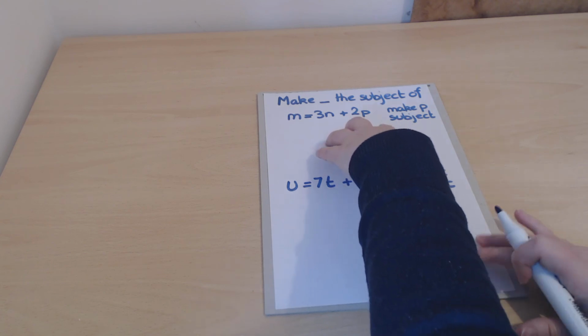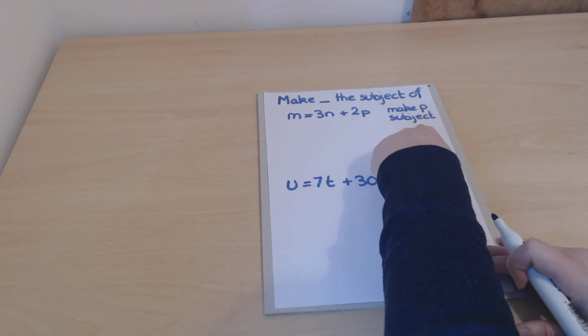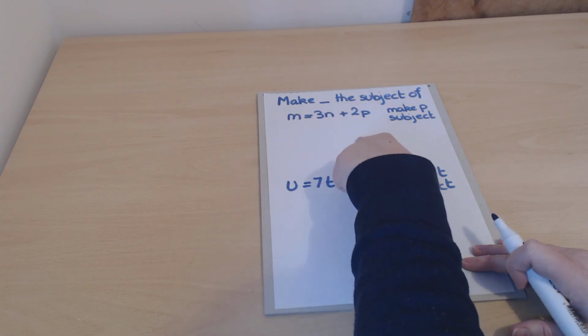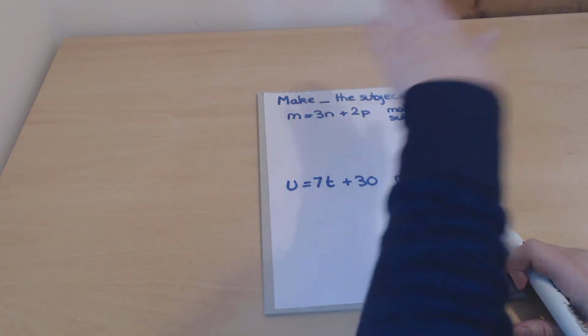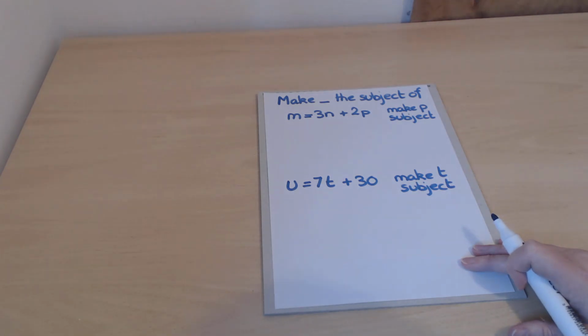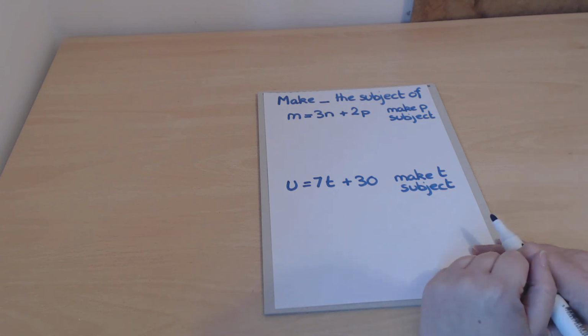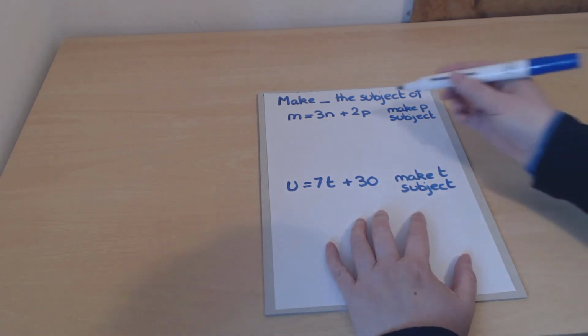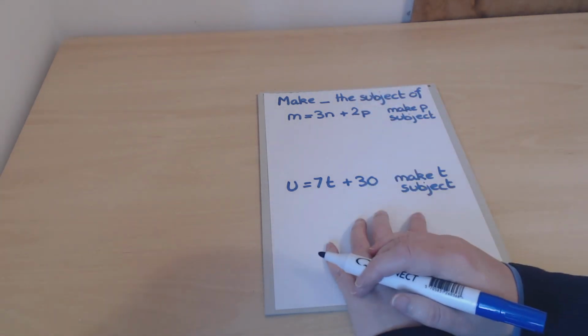So in this example, it's asking us to make P the subject, which means we want to transform this, rearrange this so that we have P equals and stuff on the other side, basically. The techniques that we're going to use to do this are the same techniques that you use for solving equations. So this shouldn't be too tricky if you follow that. So we've got to try and get P all on its own.